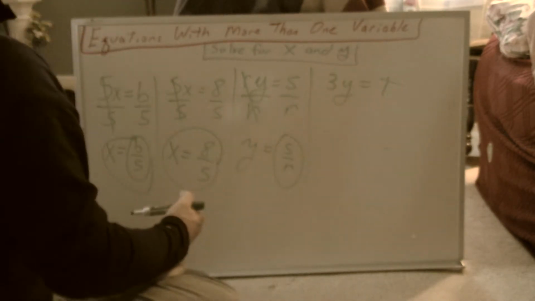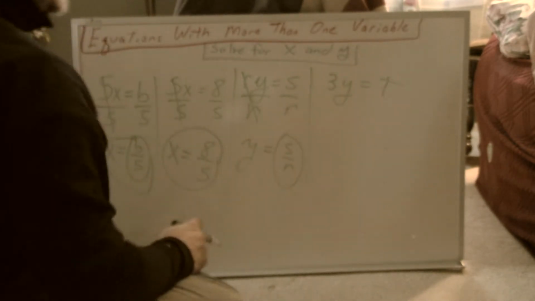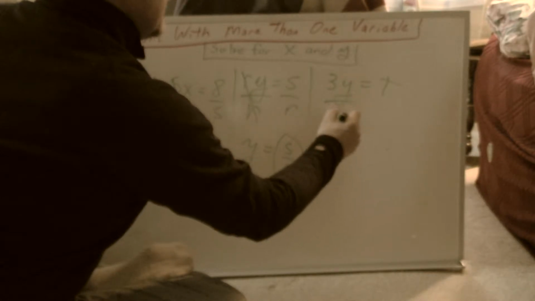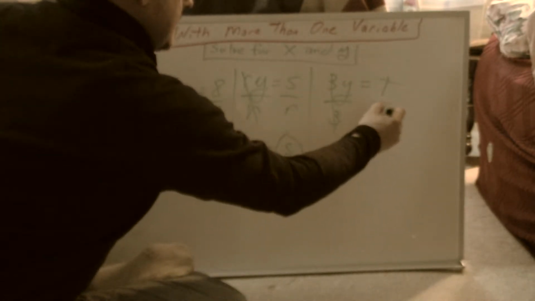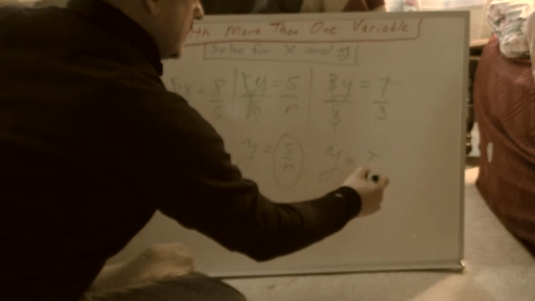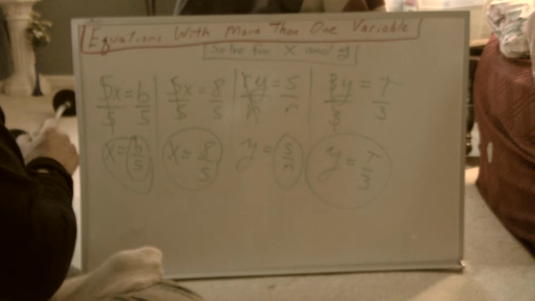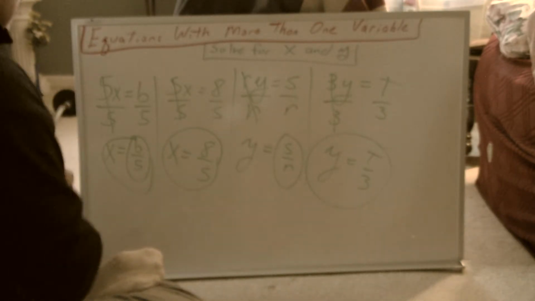3y equals t. 3 times y equals t. The opposite of multiplication is division. Divide by 3. Y equals, put the 3 over here. T divided by 3. So y is t divided by 3. Okay, let's do some more.